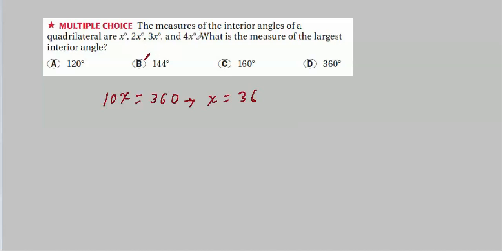The important part of this was just remembering that the sum of the interior angles for a quadrilateral is 360. Add them all up, solve for x, and then multiply by 4 to get your largest angle.